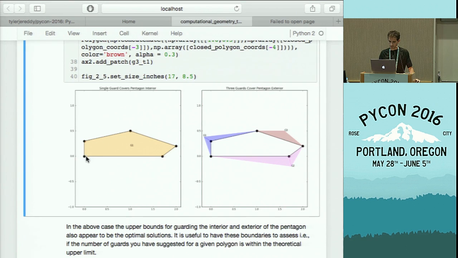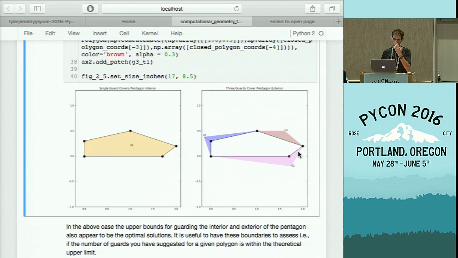I think it's fairly clear that that guard has line of sight, assuming that the guard or the camera is capable of 360-degree rotation, to all points inside the polygon. But if we look at trying to guard the exterior of this same polygon, it looks like we need at least 3 guards, right? So there's one guard here who can see this edge here and this edge here. There's another guard over here who can see just this edge here and this edge here. And there's one guard here who can see these 2 edges.